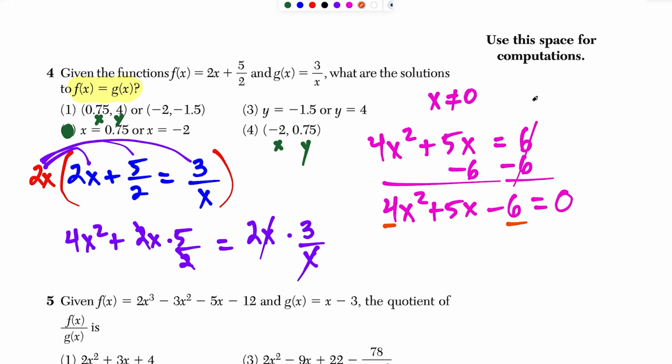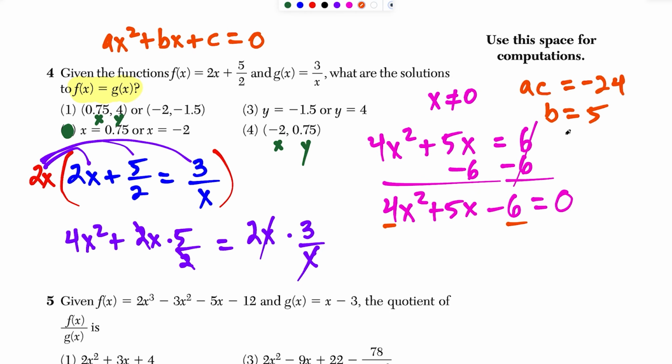So we're looking for two numbers that have a product equal to, and we're talking about when we have something in the form of ax squared plus bx plus c equals 0. The AC term is the product of the number in front of the x squared and the constant at the end. So our AC term here is 4 times negative 6, which is negative 24. And then the b value would be equal to 5. So then to use the AC method, we're looking for two numbers that have a product of negative 24 and a sum of 5. And that would be 8 and negative 3.